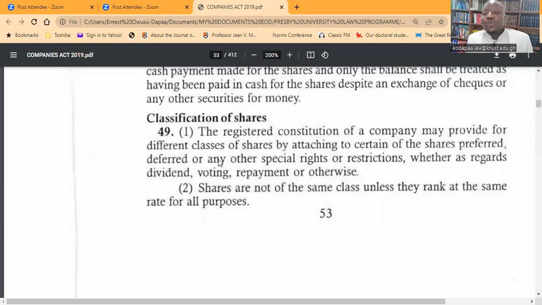It's possible for you to attach more votes to certain classes of shares and so on, so long as it's not violative of the Companies Act or any other enactment. So if you look at the ending of 49(1), it says "or otherwise." So what that means is that the types of preferences or the special rights and liabilities which the company may attach to different categories of shares are not exhaustive. So let's keep that in mind.